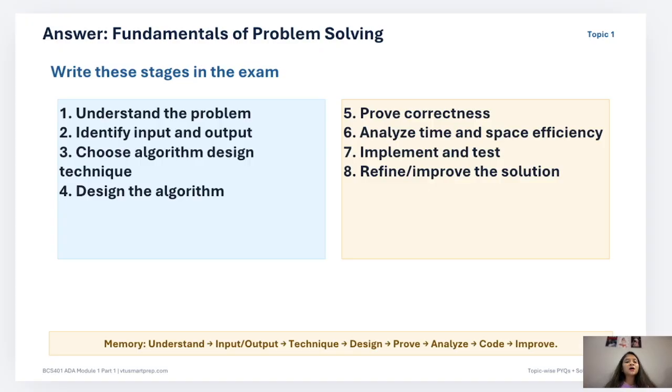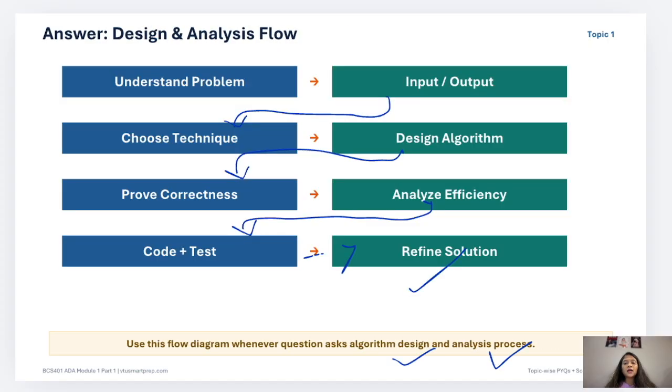So I have given a memory trick here. Understand, then next input and output, then technique, design, prove, analyze, code, and the last stage is improve it. So moving to the next slide, we have the design and analysis flow.